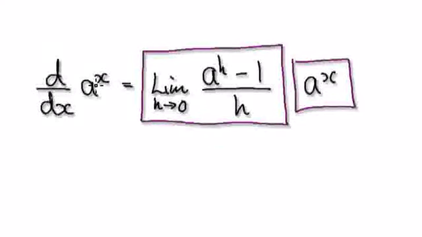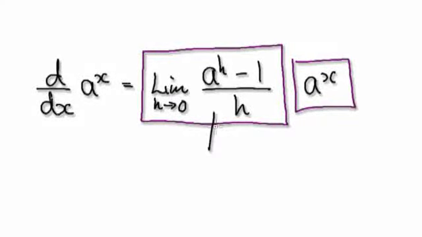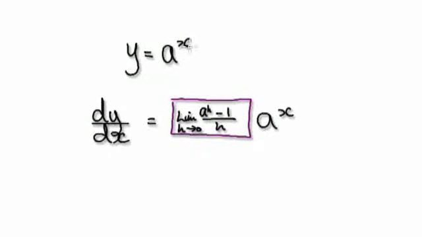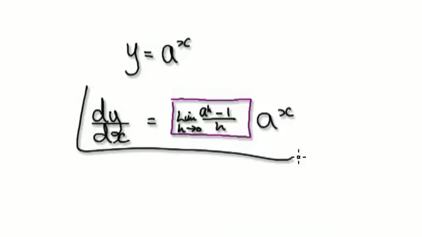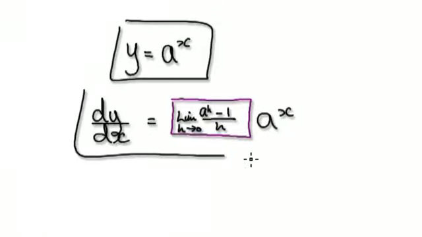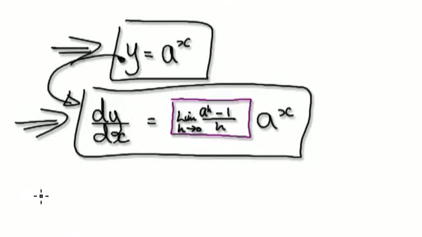So when you differentiate a to the power of x, you're going to get this thing here. But here's another way of trying to understand this block. When you have y equals a to the power of x, if you differentiate it, you're going to get this thing here. So this represents the gradient of this graph. So when you have this and then you differentiate it, you will get this.